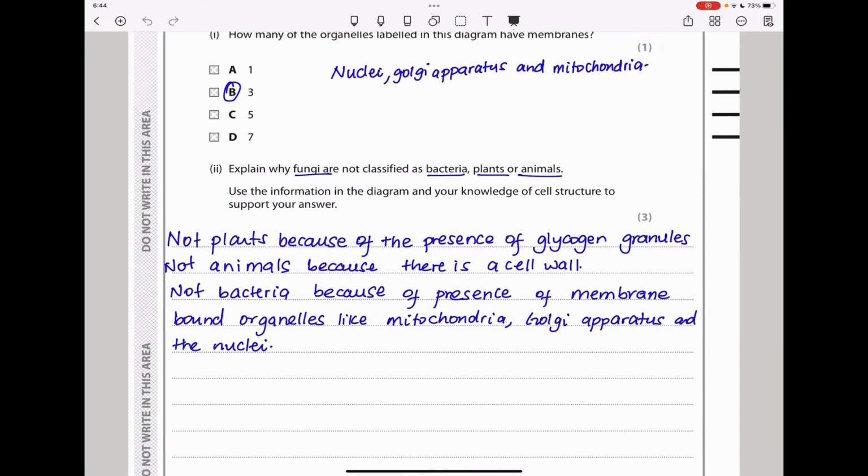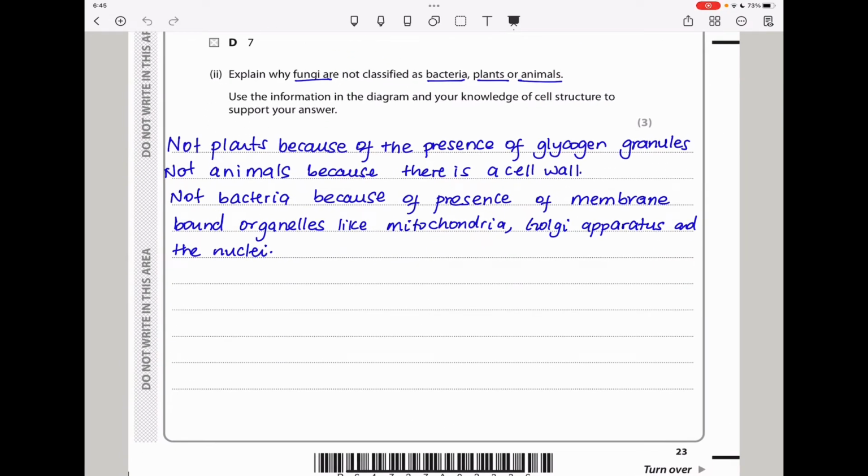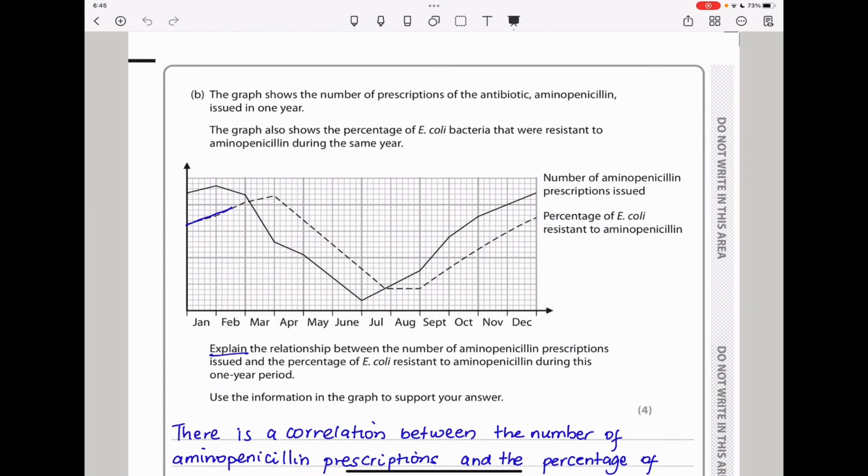So here I said they're not plants because of the presence of glycogen granules, and they're not animals because there is a cell wall. They're not bacteria because of the presence of membrane-bound organelles like mitochondria, Golgi apparatus, and the nuclei. So this could be very easy. Let's move on to the next part.